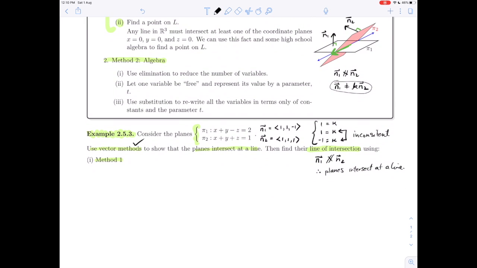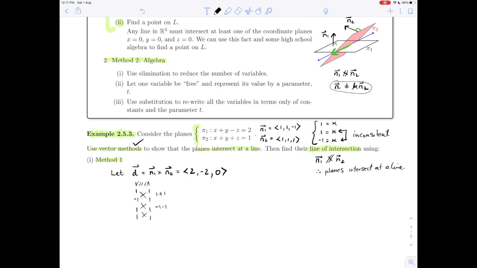So we're going to let our direction vector D be n1 crossed with n2. So let's write those down, n1 and n2. Take the cross product: 1 minus minus 1, so 1 plus 1 is 2, minus (1 minus 1), so minus 2, and 1 minus 1 gives me 0. So that's it for the direction vector.